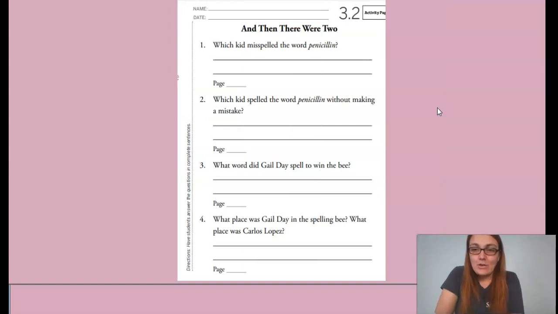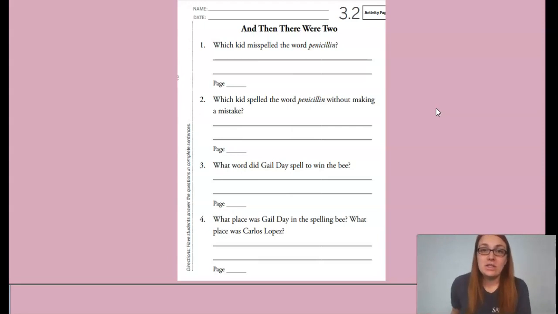Okay, now that you finished the story, you can always reread it, and it's encouraged that you do. And also refer to the story when you're answering the questions. Here is the activity page, And Then There Were Two. Which kid misspelled the word penicillin? Which kid spelled the word penicillin without making a mistake? What word did Gail Day spell to win the bee? And what place was Gail Day in the spelling bee? What place was Carlos Lopez? Make sure you're using complete sentences, referring back to the story, and listing the page number.